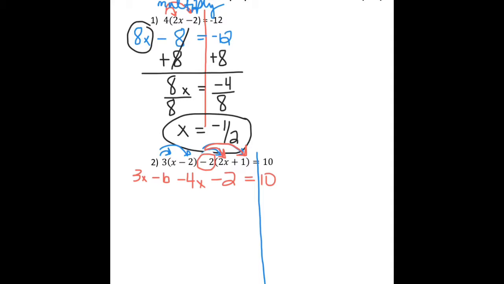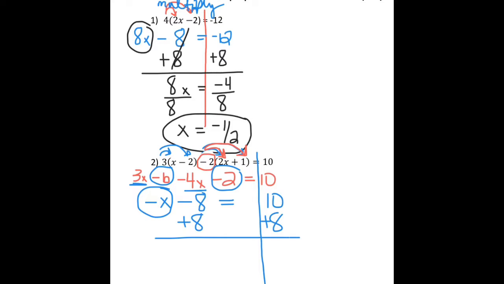Now in this example, I have to combine some like terms. I have my 2x terms, and then I have my 2 constants. 3x minus 4x is negative x. Negative 6 and negative 2, that becomes same signs, add and keep, which is negative 8 equals 10. I'm trying to get the x all by itself, so I see when I circle my x term that I have to move away this negative 8. The opposite of negative 8 is plus 8. So I have negative x equals 10 plus 8 is 18.